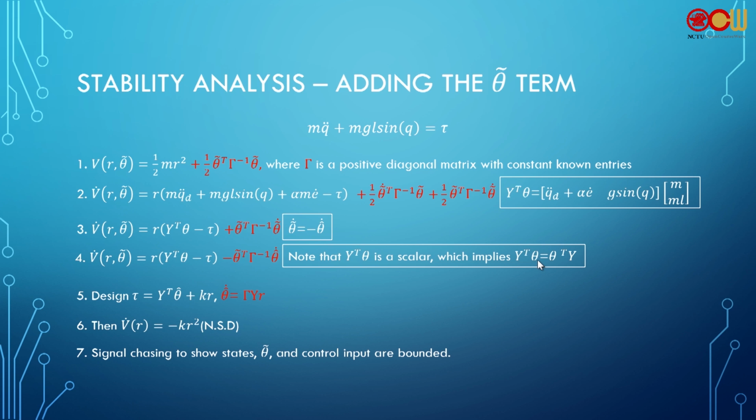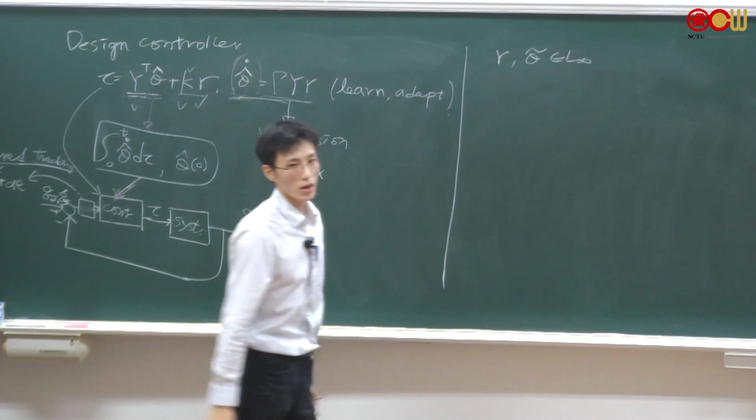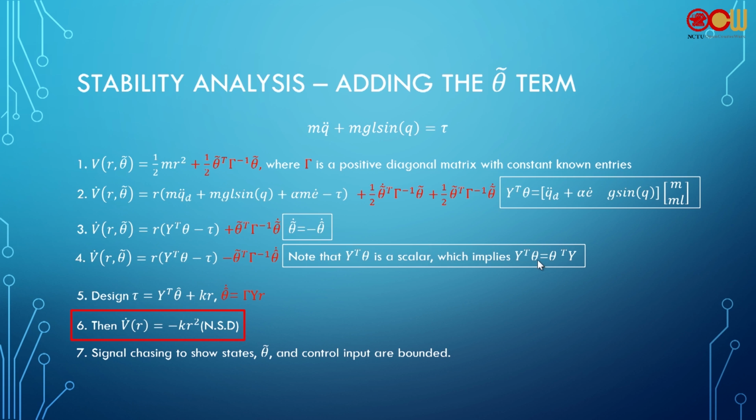According to 6 and 1, we can show that both signals R and theta tilde are bounded, right? Because V dot is negative semi-definite, the largest value of V dot is 0. That means that V cannot increase. The worst case is V holds at constant. It only either decreases or holds constant. It never increases. That means that both signals R and theta tilde will be bounded. Now you can apply Barbalat's lemma to show R converges to 0 as t goes to infinity.